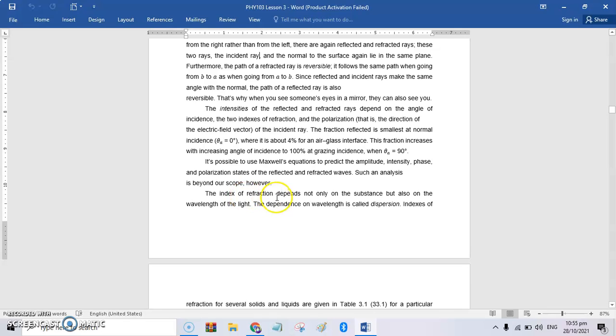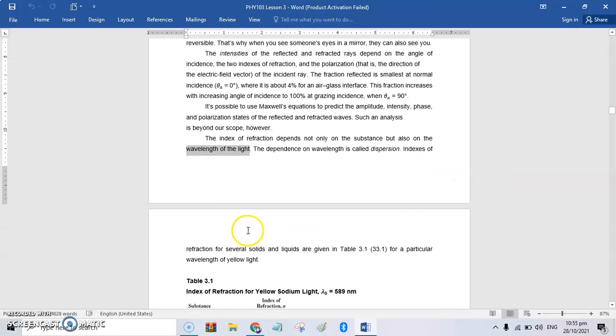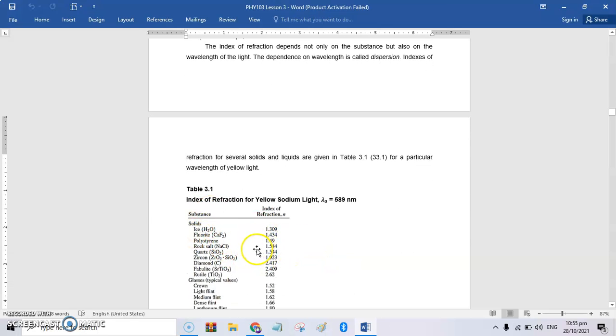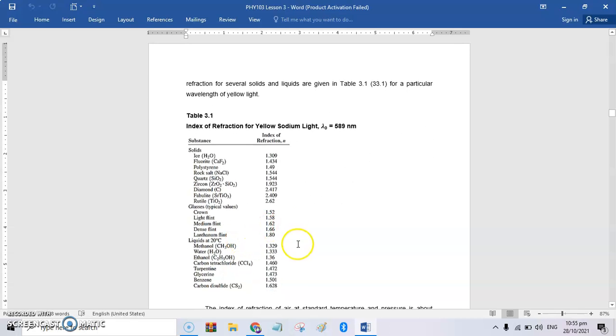The index of refraction depends not only on the substance but also on the wavelength of the light. And the dependence on wavelength is called dispersion. Indexes of refraction for several solids and liquids are given in table 3.1 for a particular wavelength of yellow light. This one.